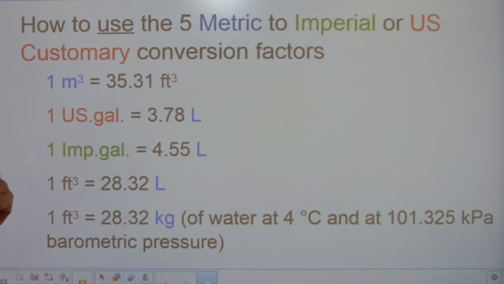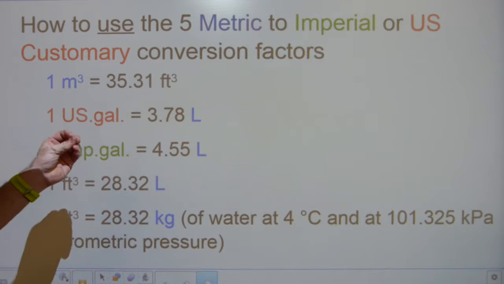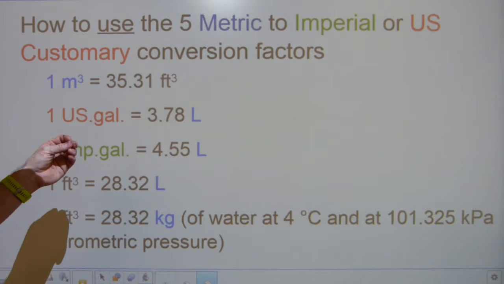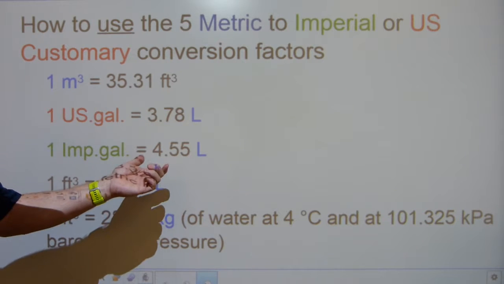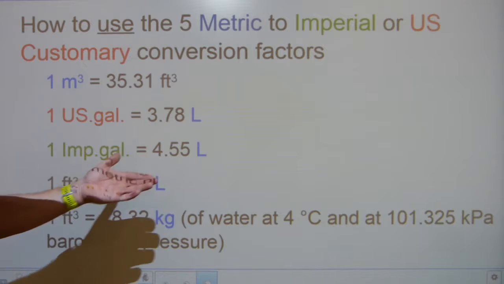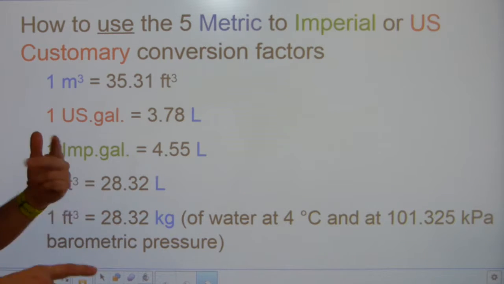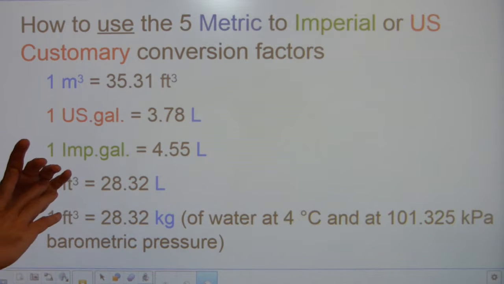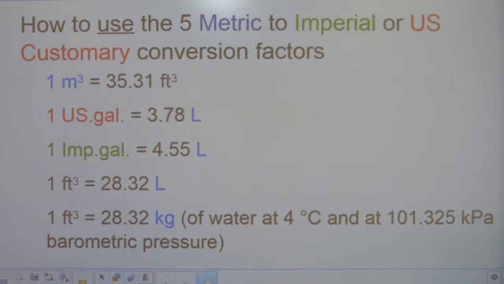Beyond memorizing numbers, this is issue number 4: you also need to memorize what unit of measures the conversion factor ties together. The conversion factor 4.55 only relates to imperial gallons and liters, nothing else. It doesn't work with kilograms or pounds or whatever. It doesn't work with anything else. Only imperial gallons and liters.